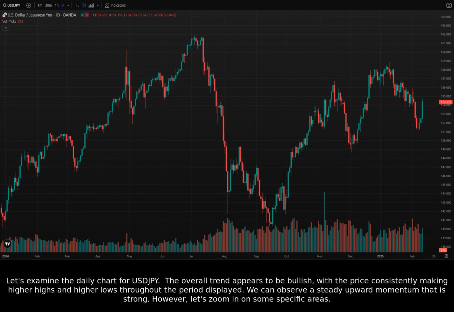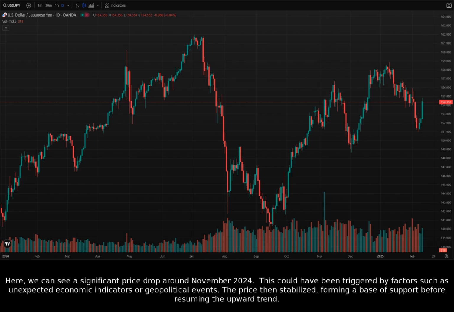However, let's zoom in on some specific areas. Here, we can see a significant price drop around November 2024. This could have been triggered by factors such as unexpected economic indicators or geopolitical events. The price then stabilized, forming a base of support before resuming the upward trend.